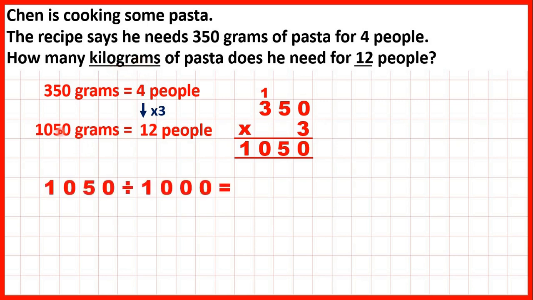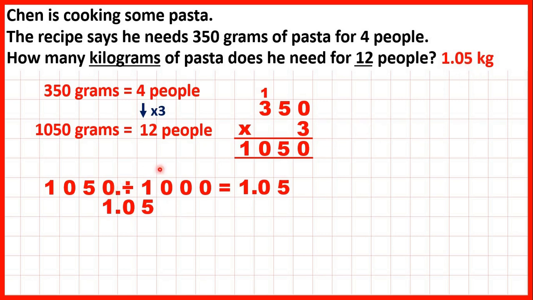So to change grams to kilograms, we divide by 1000, because there are 1000 grams in 1 kilogram. To divide by 1000, what we can do is put the decimal point at the end, copy it down, and then move the digits 1, 2, 3 squares to the right, because there are 3 zeros in 1000. So that gives us 1.050, but we don't need to write zeros on the end of decimals. We can just write 1.05 as our answer.